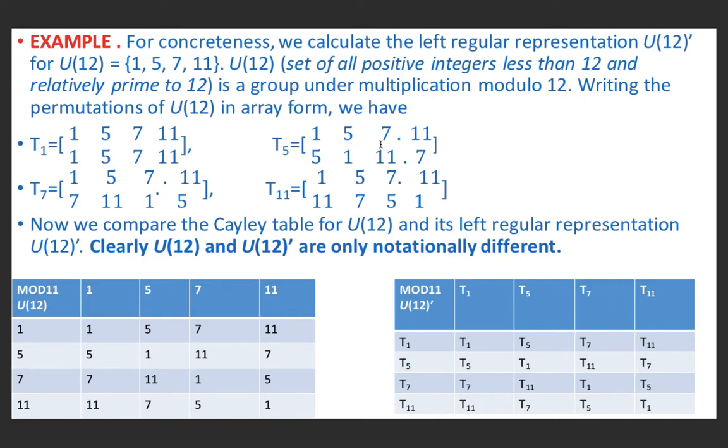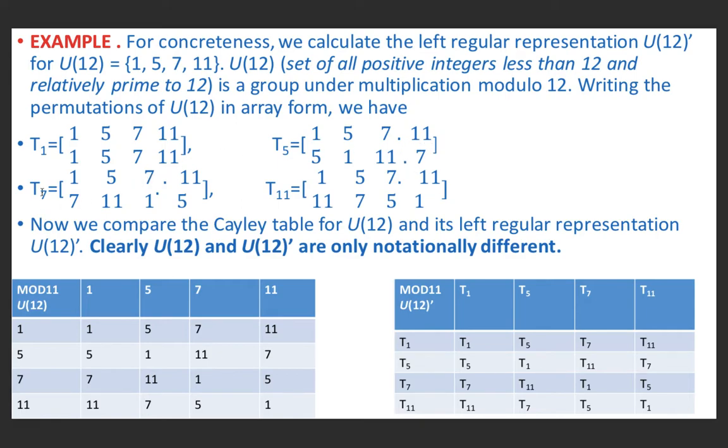Now 5 star 11 means 5 into 11 is 55. If you divide 55 by 12, 12 fours are 48, 55 minus 48 is 7. The remainder is 7, so I have written 7 here.